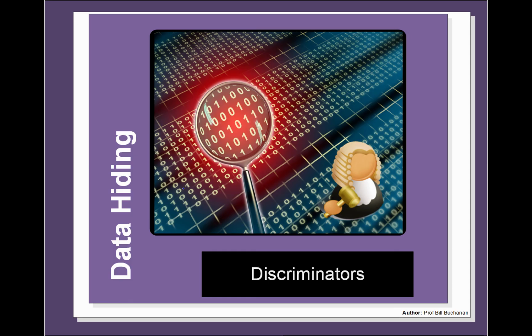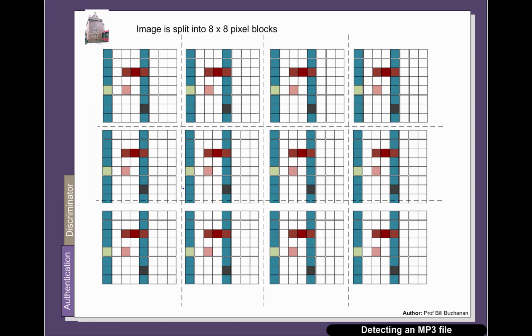So let's have a look at some discriminators that we have inside our information that we could actually spot when something is hidden inside something else. So we'll take a quick example, and we'll take an example of JPEG first to see if we can actually spot that. So as we said, a JPEG image, such as this one here, gets split into 8 by 8 pixel blocks. Okay, so here they are.